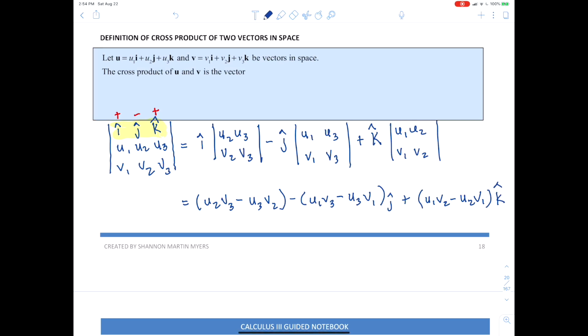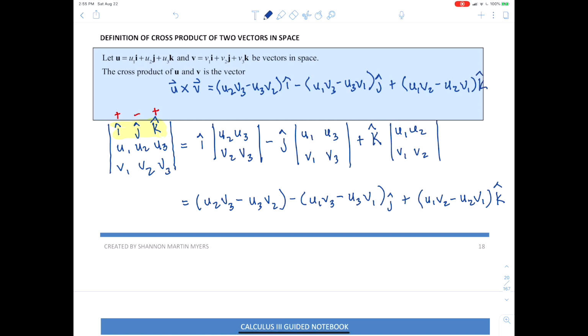And that, my friends, is what u cross v is. So u cross v, that's how you pronounce it, is equal to u2 v3 minus u3 v2 times i, minus u1 v3 minus u3 v1 times j, plus u1 v2 minus u2 v1 times our k.